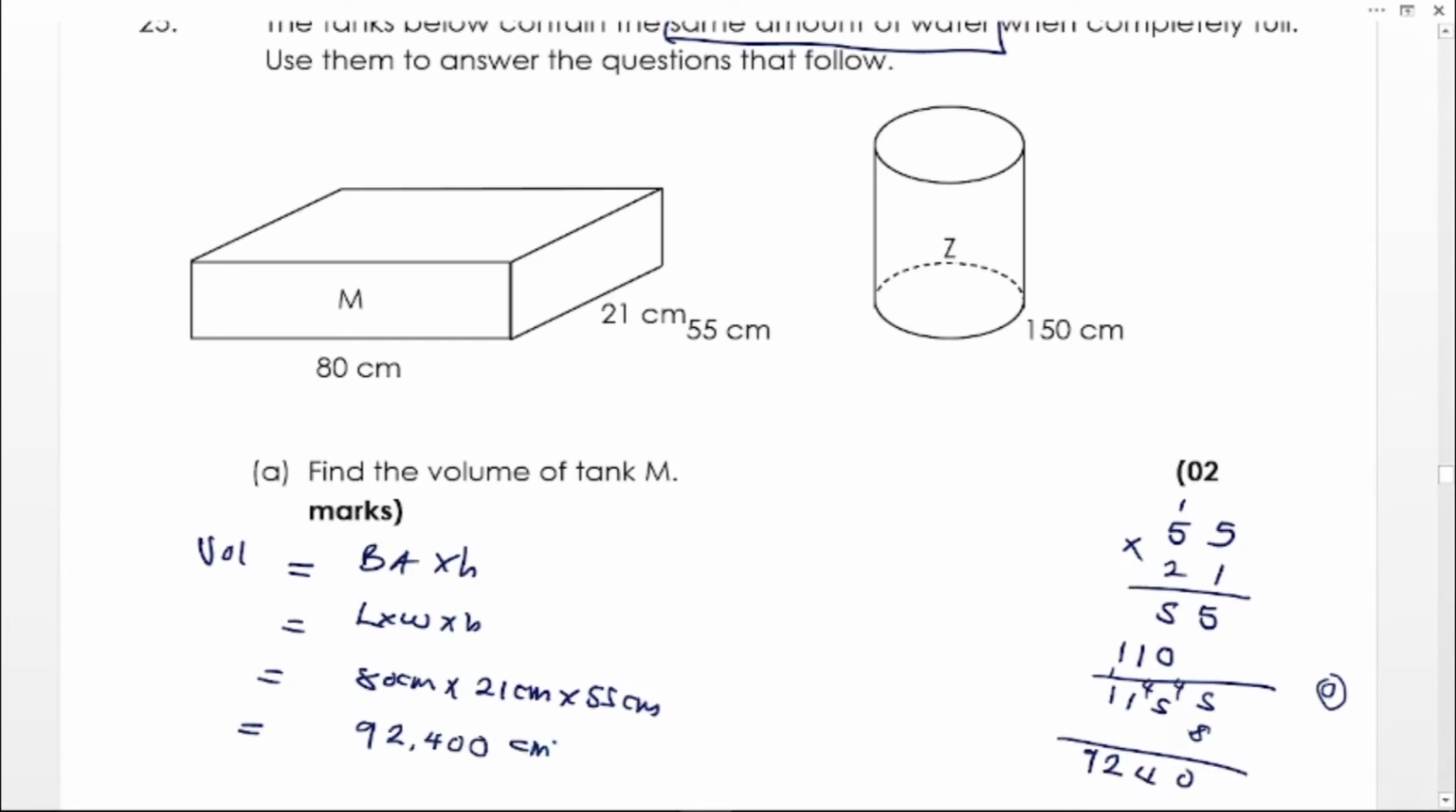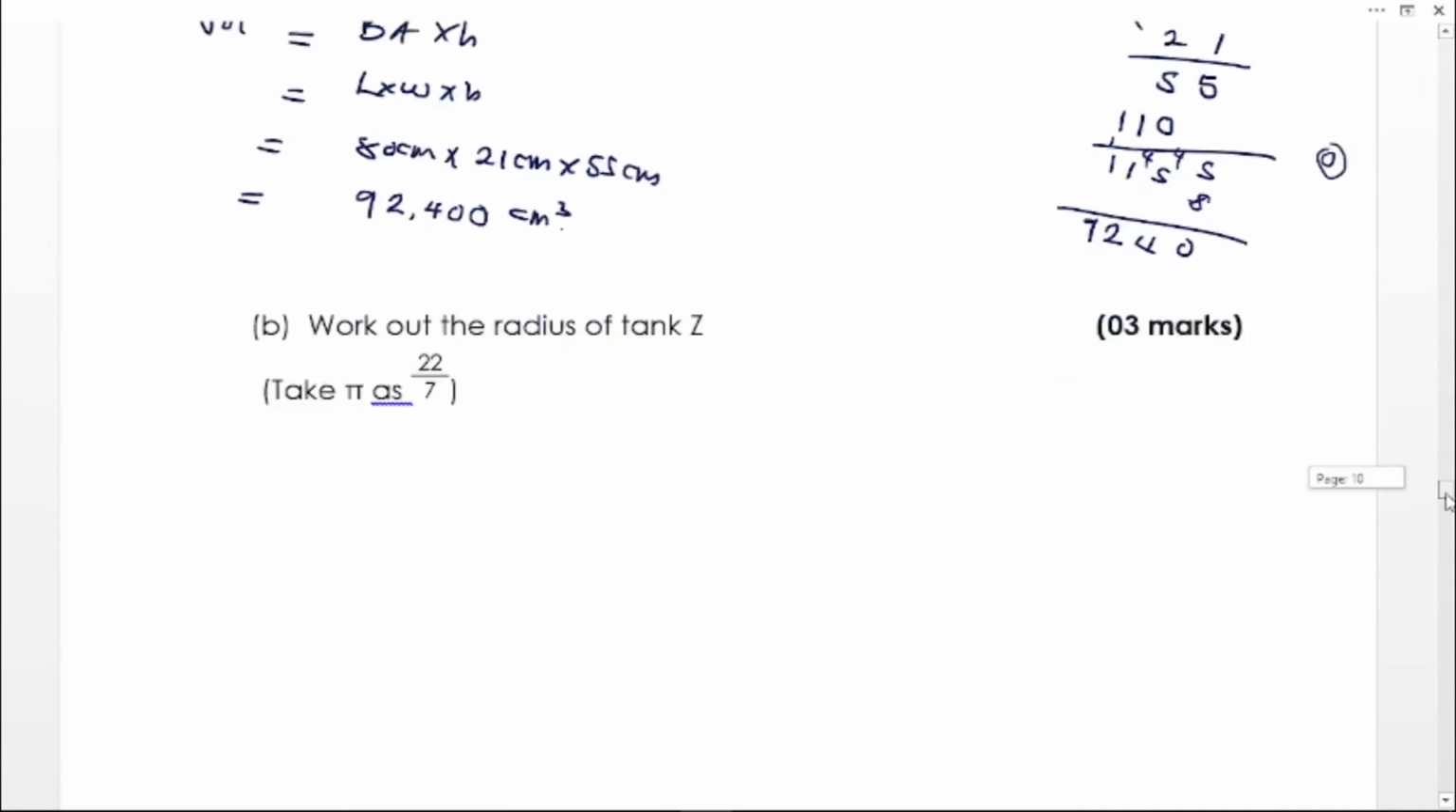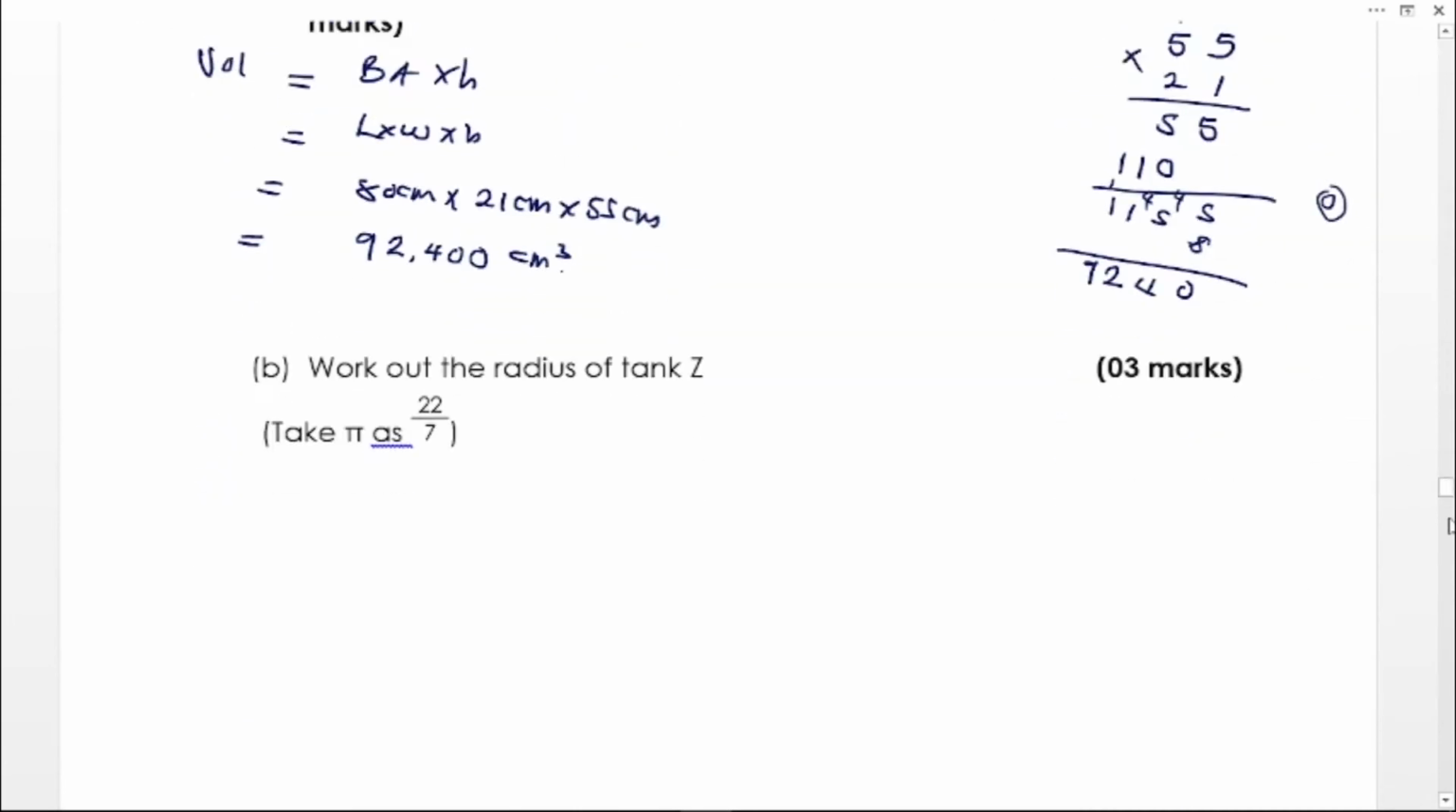Now centimeters cubed. Okay, that one is done. Let us move on. Now they are saying work out the radius of tanker Z. To get the radius of tanker Z, we are going to use the formula for volume.